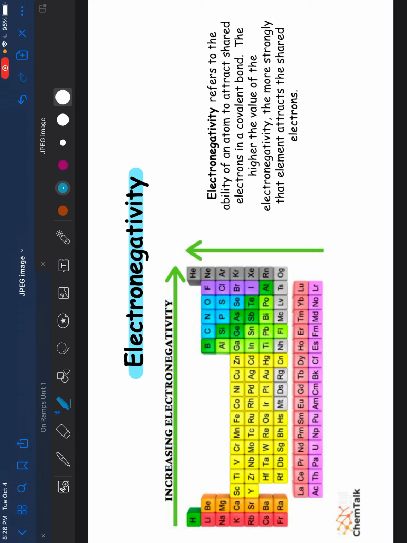Okay, so the first periodic trend that we're going to talk about is electronegativity. Electronegativity will increase going up and to the right of the periodic table. Up and to the right. Electronegativity is the ability of an atom to attract shared electrons in a covalent bond. The higher the electronegativity value, the more strongly the element attracts the shared electrons.